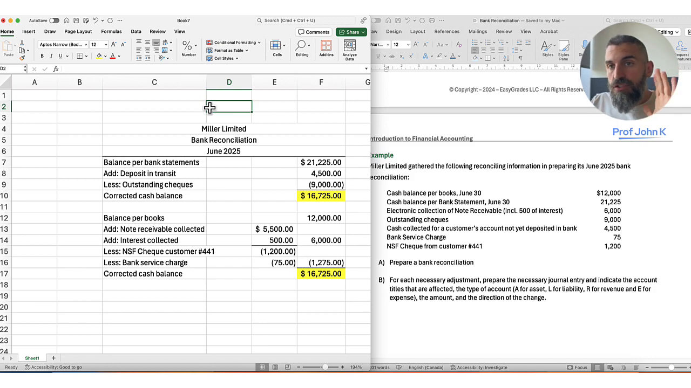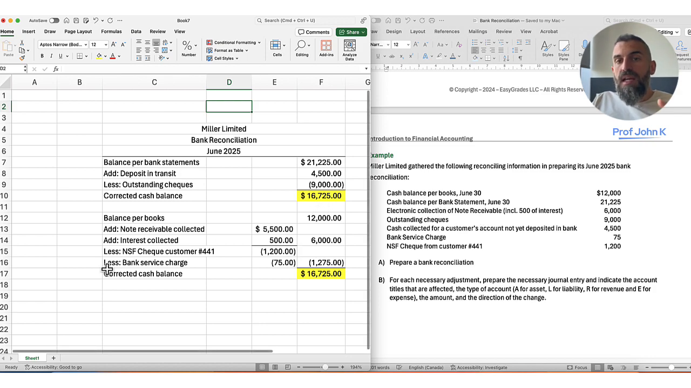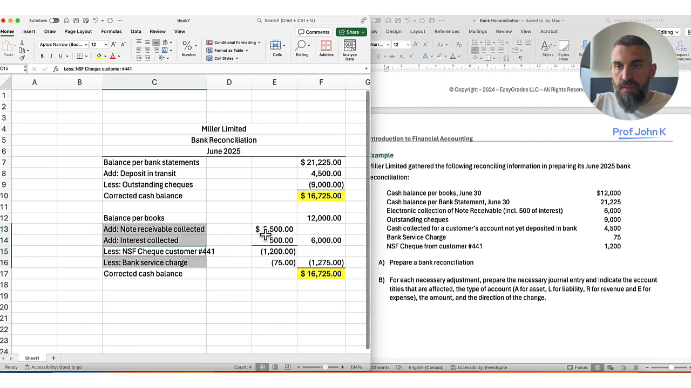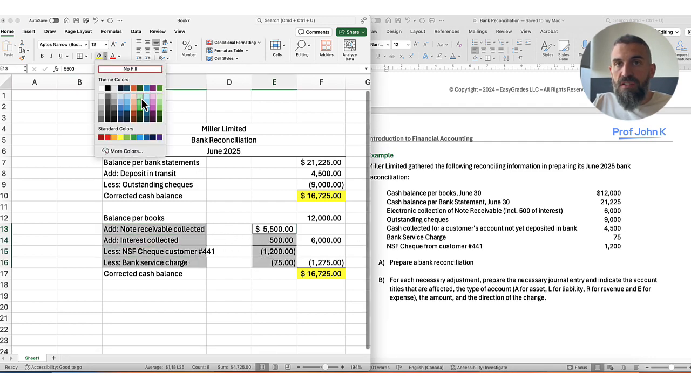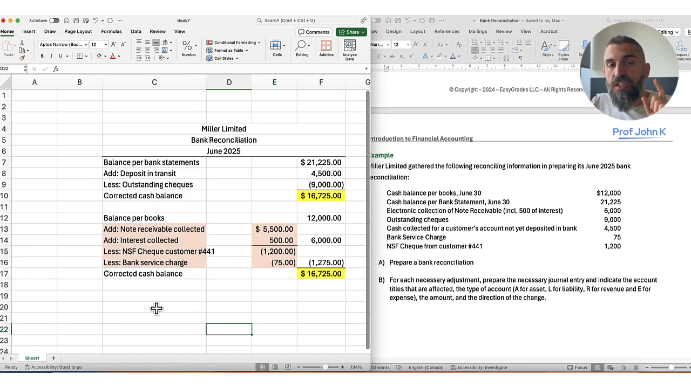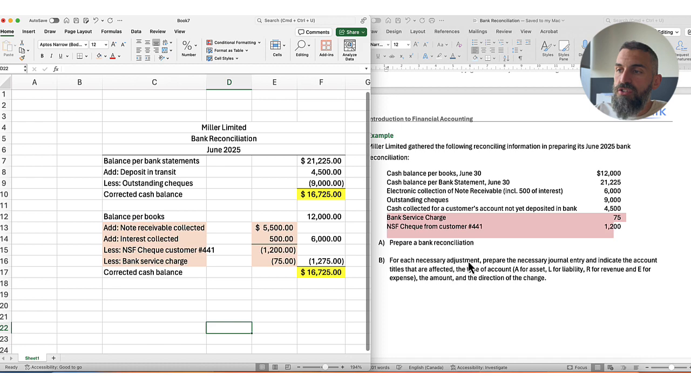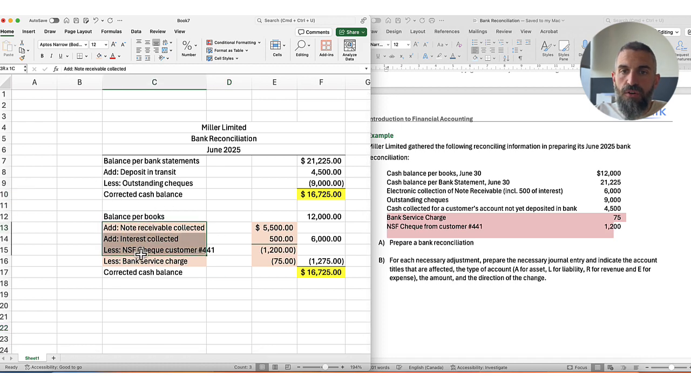Now, bank reconciliation doesn't stop here. Every adjustment that needed to be made to your books, so I'm talking about these four things here, each of these needs to actually be recorded in your general ledger. They need to be journalized, basically. And so that's the next thing we're going to do. It says, for each adjustment, prepare the necessary journal entry. So we're going to go one by one here.